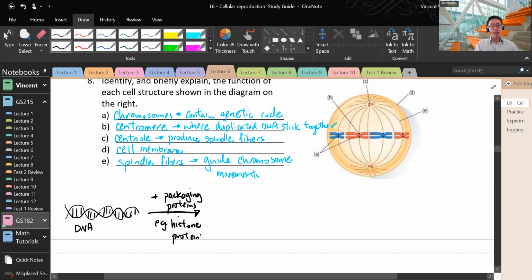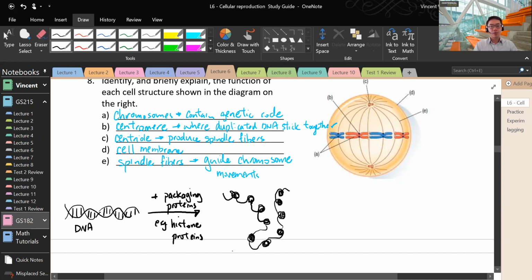Histone proteins are positively charged, which is perfect for the DNA because the sugar phosphate backbone is negatively charged. So the two will stick very nicely together. If you add the histone and the DNA together, you're going to start to package the DNA into what we call the beads on a string model. So the DNA will pack nicely like that.